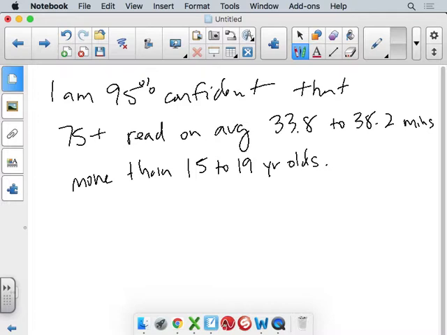You could go a different way. You could go, I'm 95% confident that the true difference in 15 to 19-year-olds to 75-year-olds is negative 30.8 to negative 38.2. Or, if I'm actually speaking, I wouldn't have said negative. I would have just said older people read more than younger people. So just putting it into context of what's going on. They're reading about half an hour more than younger people.